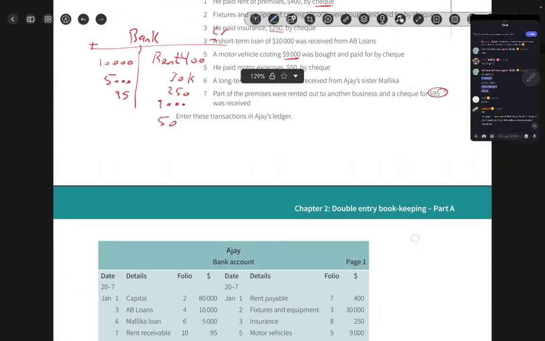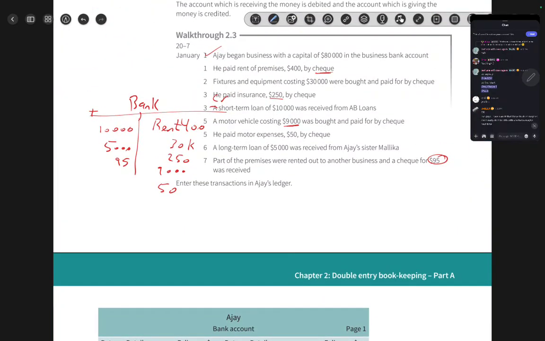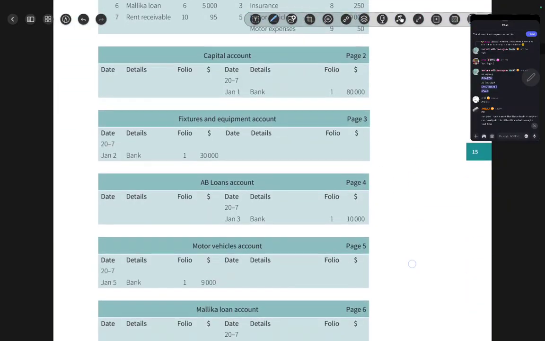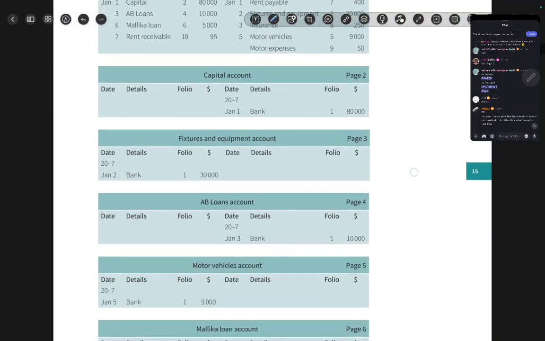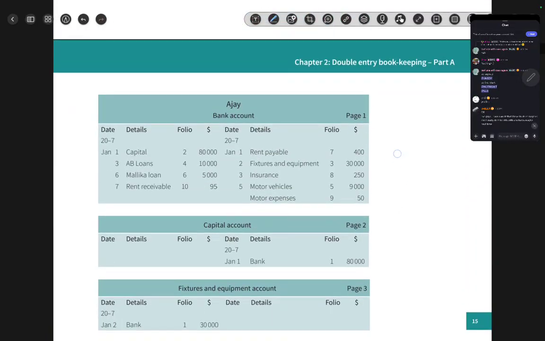Okay, now let's check, and everything is correct. Oops, I forgot the 80,000. All right, so everything else is perfect. Okay, now all these accounts here, it's very simple to understand them. There's nothing complex about them.